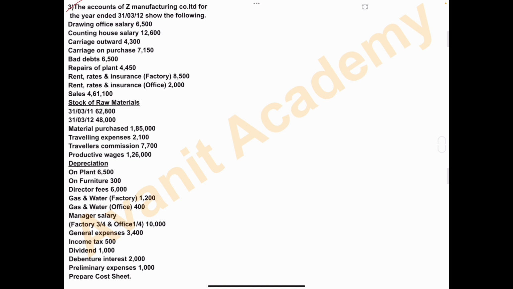Problem number 3. The accounts of Z Manufacturing Company Limited for the year ended 31st March 2012 show the following. Drawing office salary rupees 6,500. This item we have to take under the head factory overhead. Salary paid to the workers who are engaged in drawing the production chart or the drawing the production plan. So this drawing office salary we have to take under the head factory overhead. Don't get confused by this word office. Drawing office salary means we have to take under the administrative overhead.